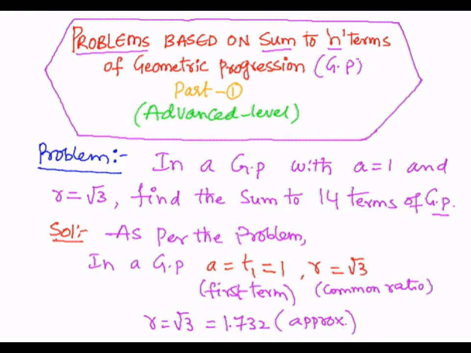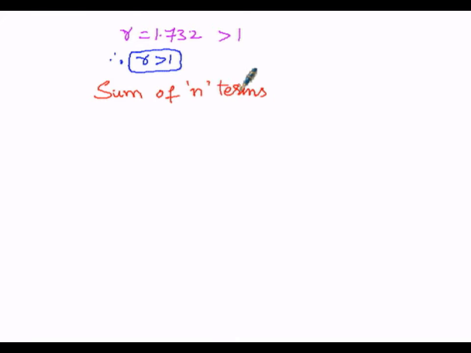So now in the next logical step, based upon this r, that is equal to 1.732 nearly, it is greater than 1. So 1.732 is greater than 1. So here hence we can write, therefore r value is greater than 1. When r is greater than 1, then sum of n terms of the geometric progression, when the condition r is greater than 1, is given by means of, since it is sum, we can denote it by capital S of n terms.